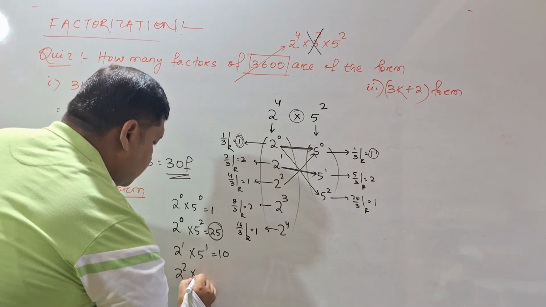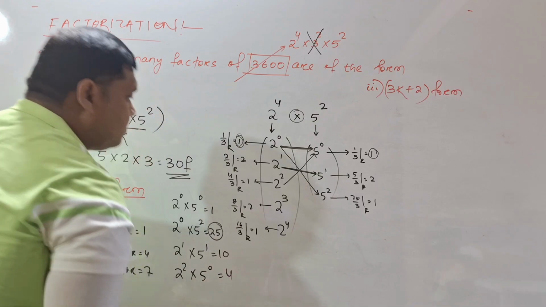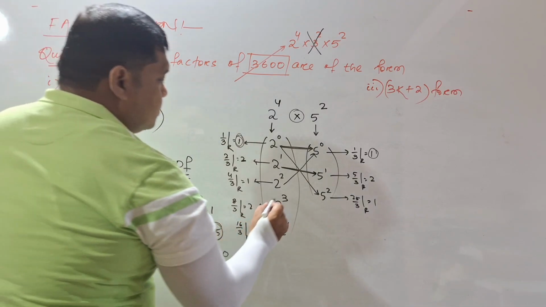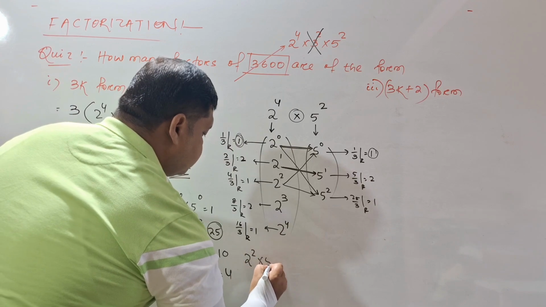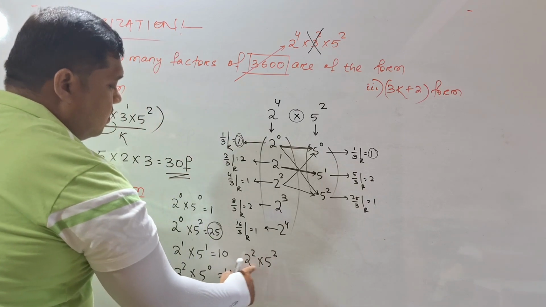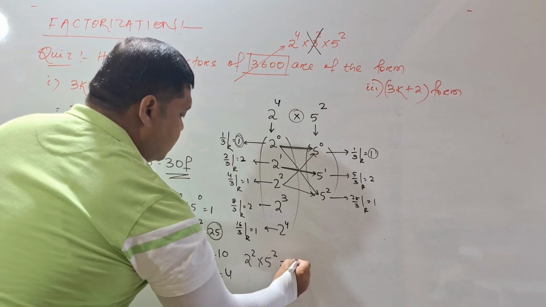2 square into 5 to the power 0. Basically this is 4. 4 is okay. 2 square into 5 square. This is also possible. This is 4. 25 into 4, 100. 100 means what?